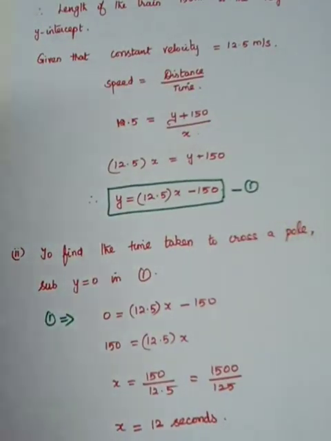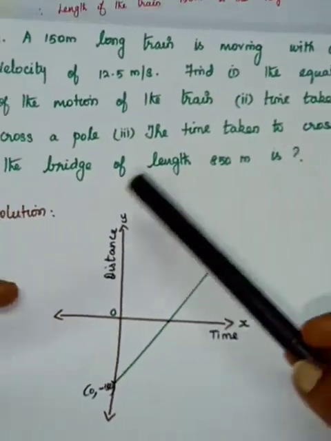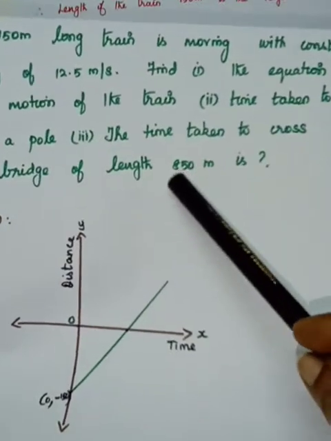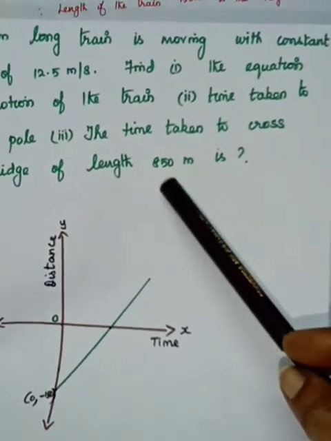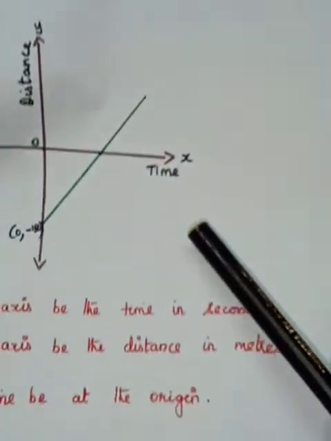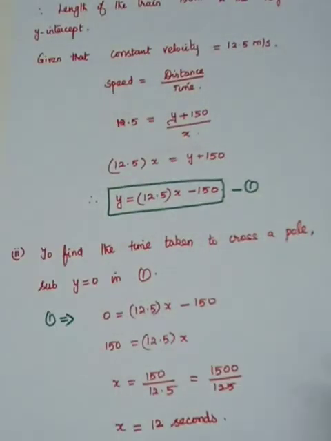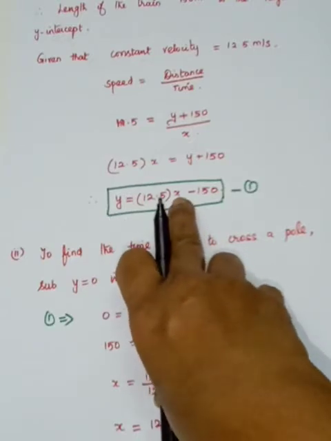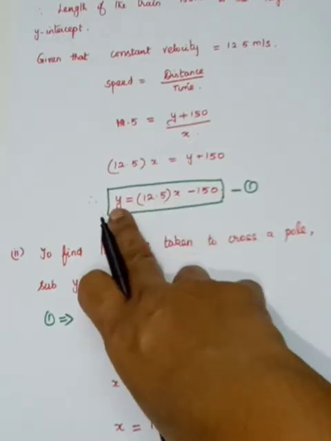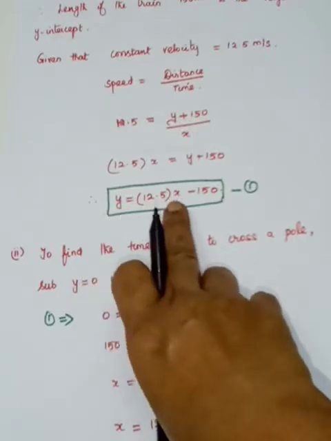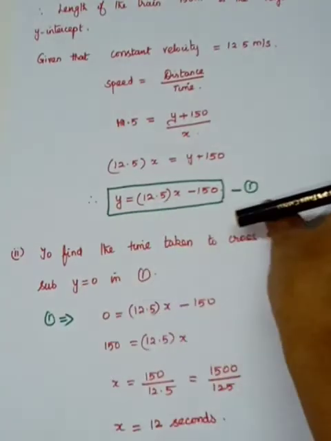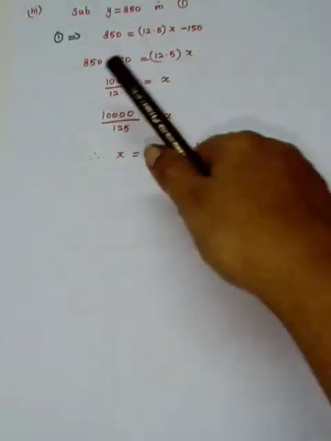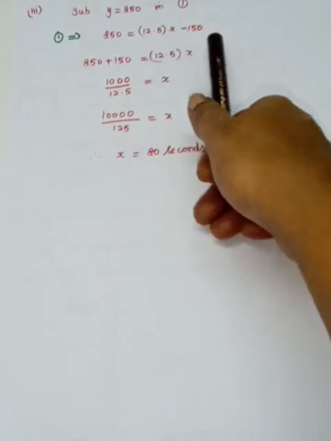And the third subdivision, you see the time taken to cross the bridge of length 850 meter. So the length is 850, so the distance is 850 meter. Distance we have taken as y. So when y is equal to 850, what is the time? Time is taken as x. So when y is equal to 850, you have to find x. So 850 is equal to 12.5 into x minus 150.